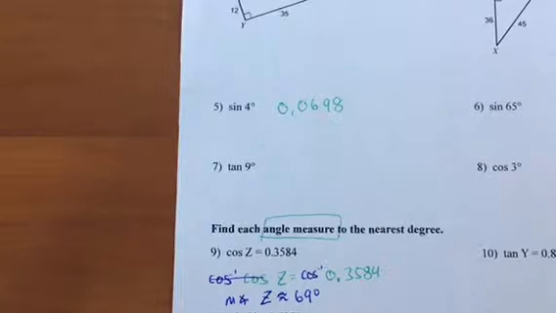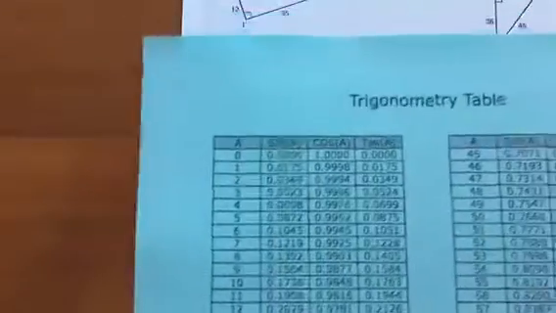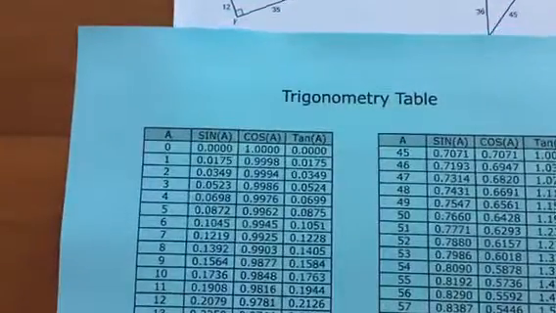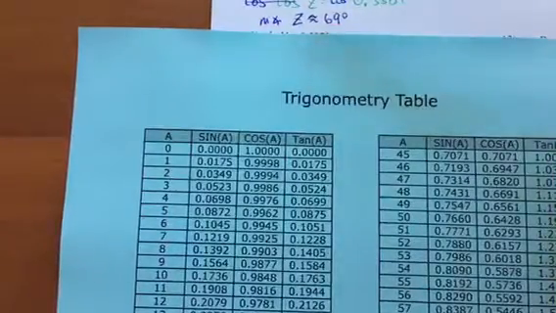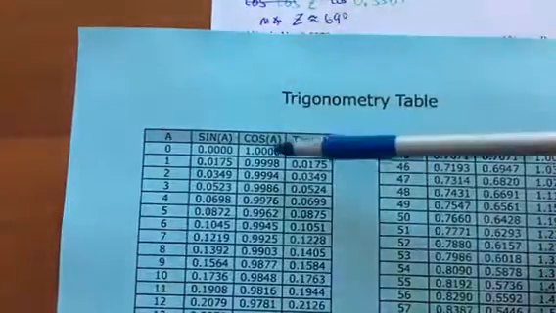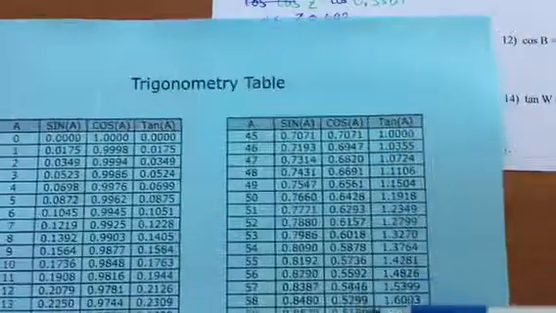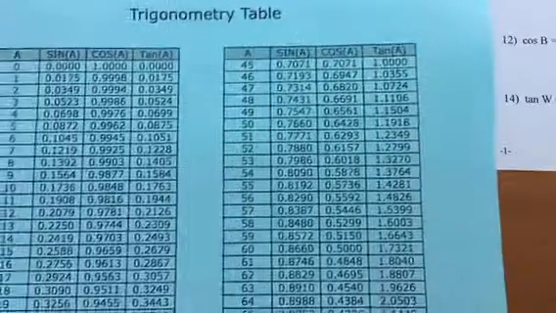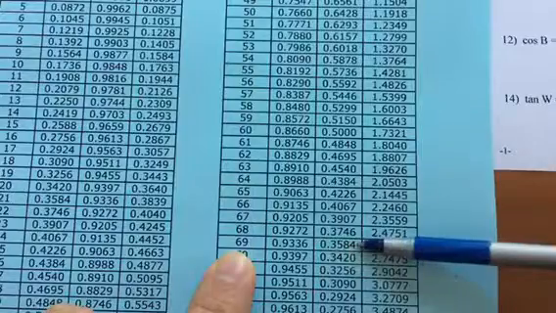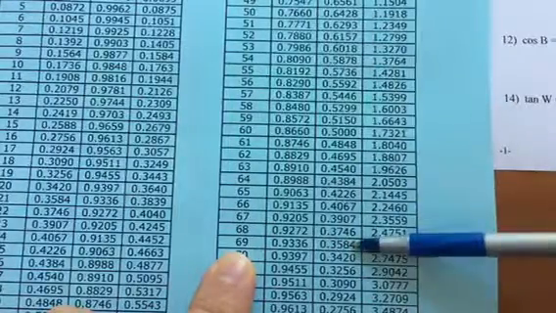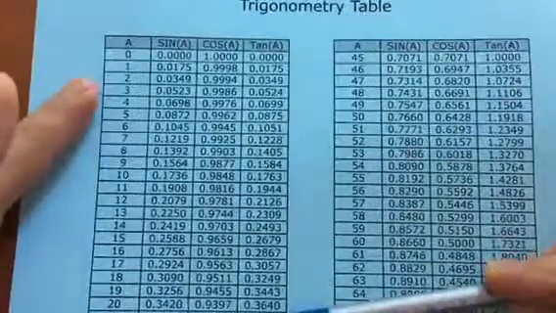Okay. And I know some of you took this the other day and put it into your notebook, the trig tables. Let's look at this. Cosine of Z, 0.3584. I'm looking for 0.3584. There it is, 0.3584. So 69 degrees. Bam. Cosine, 0.3584, 69 degrees. That's what the calculator told us. You can use your trig tables.